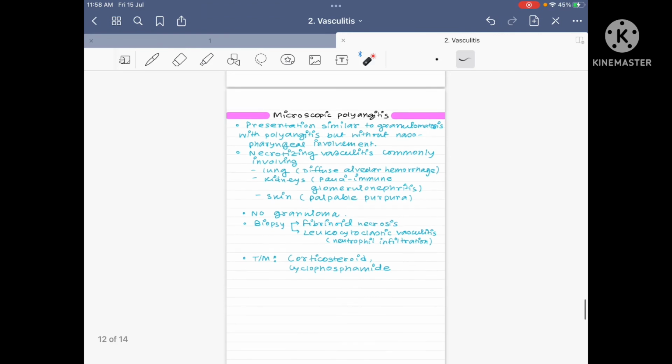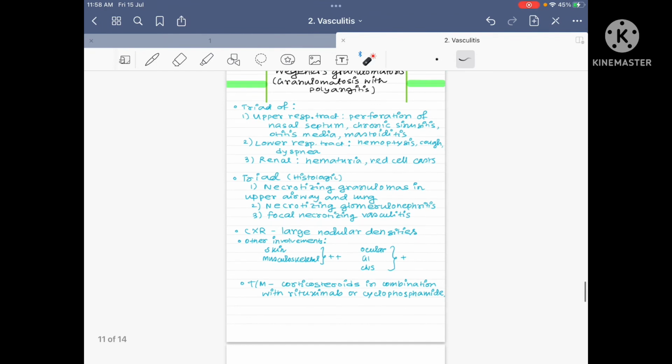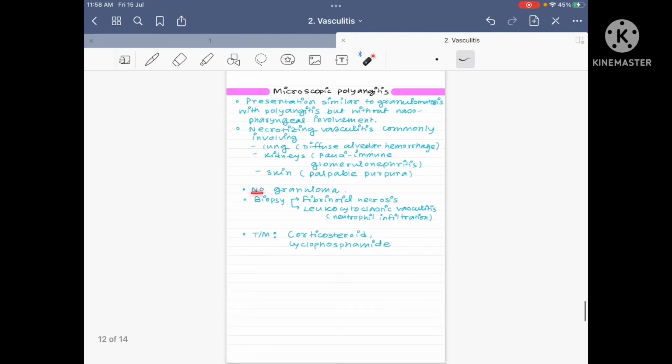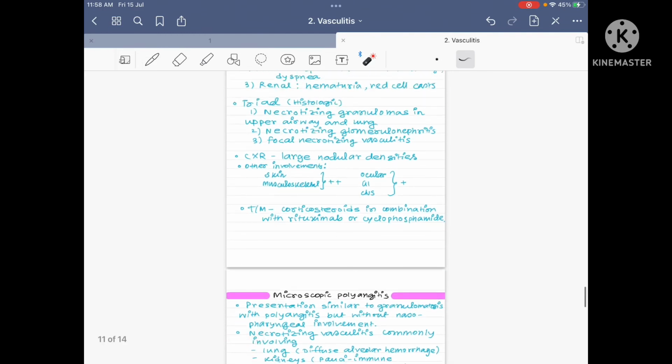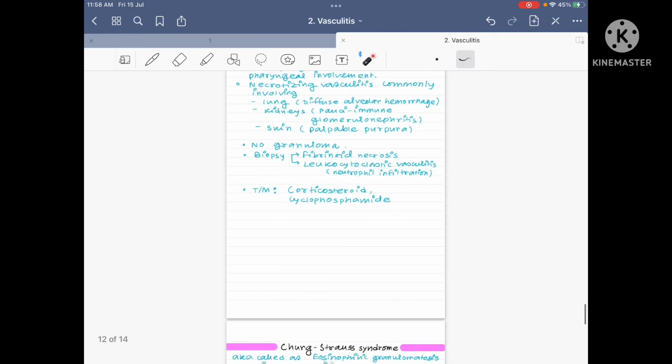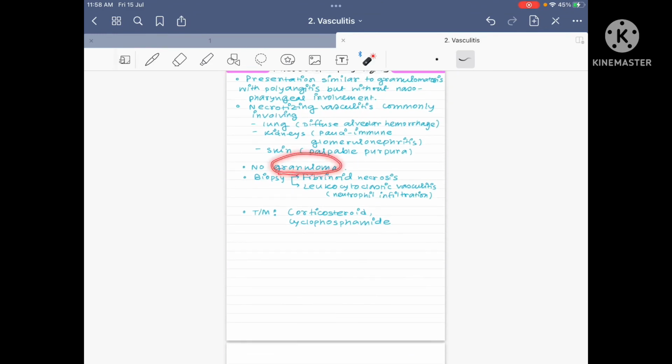If we omit the upper respiratory tract, then we get microscopic polyangiitis, and also we have to omit the granuloma part because there is no granuloma involvement. So microscopic polyangiitis you don't have to mark up, you just remember it is similar to granulomatosis with polyangiitis, that is Wegener granulomatosis, but without any nasopharyngeal involvement. So necrotizing vasculitis will involve the lung, that means lower respiratory tract, kidney, and skin. Here also skin was involved. And there is no granuloma. Instead of granuloma there will be fibrinoid necrosis and leukocytoclastic vasculitis. Just remember the two. And treatment corticosteroid, cyclophosphamide, don't have to remember.